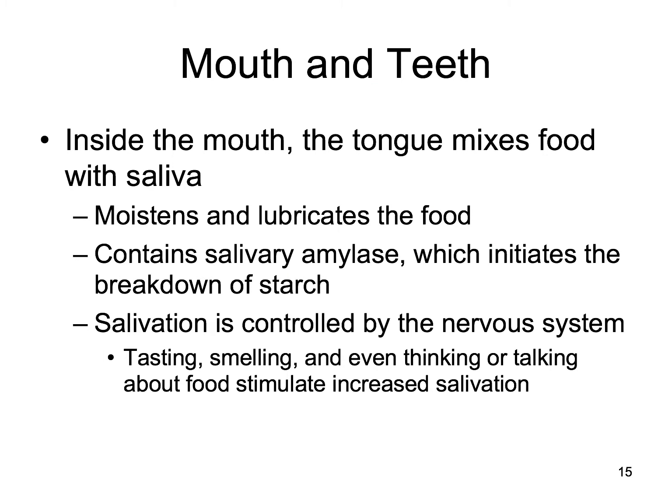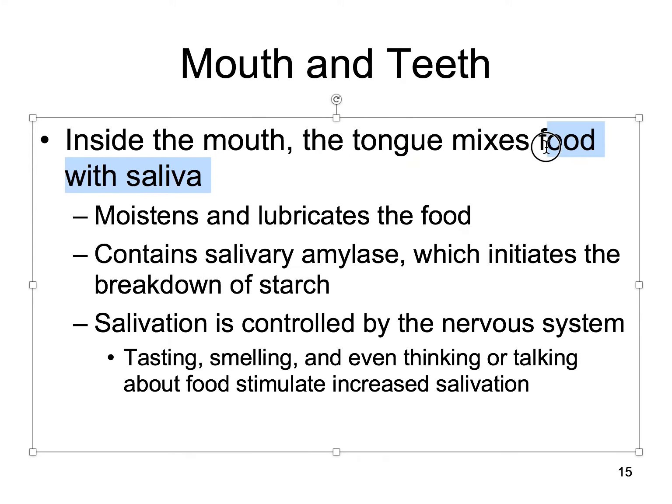So what's going on physically inside of the mouth? Well, inside of the mouth, the tongue also serves a function in digestion. While the teeth are chewing up the food, the tongue is rounding the blob of food into a shape that you can swallow. And it's also mixing your food with your saliva. Now, saliva is important biologically. It serves a couple of functions. For one, it moistens and lubricates the food.